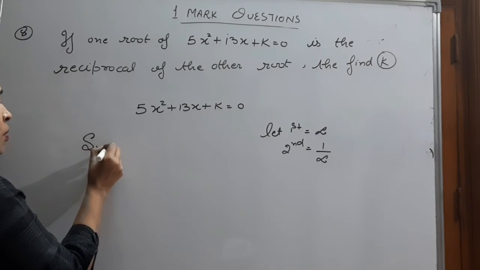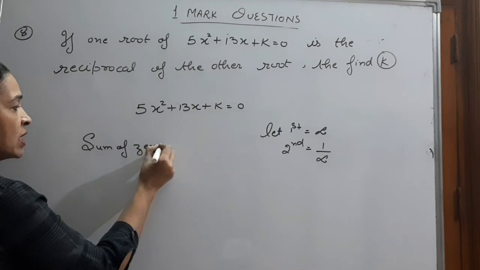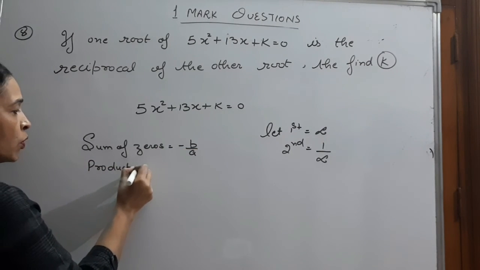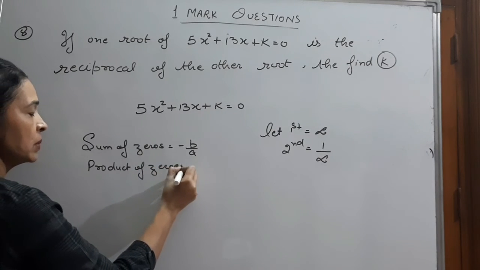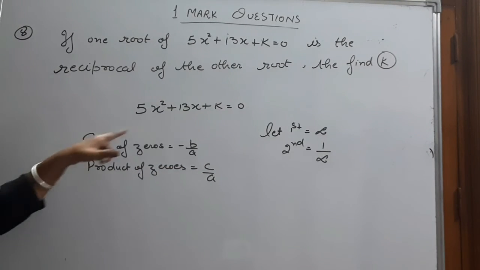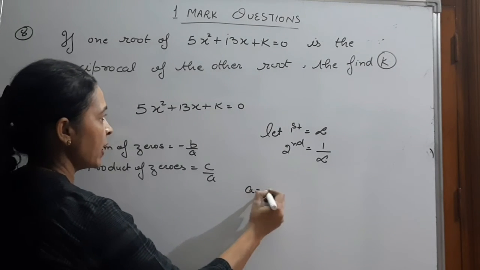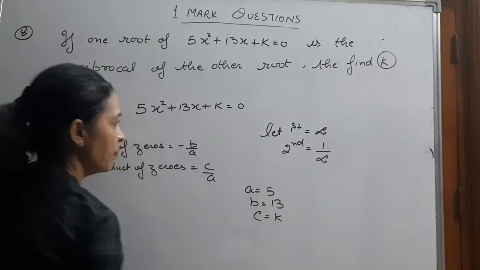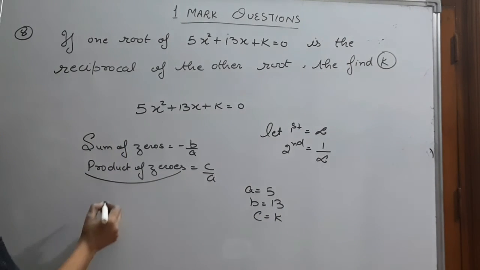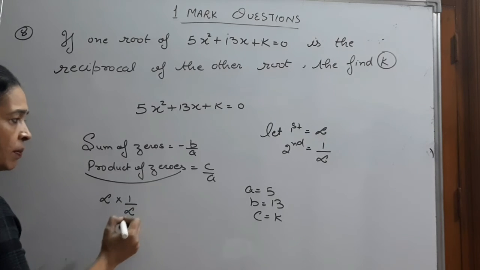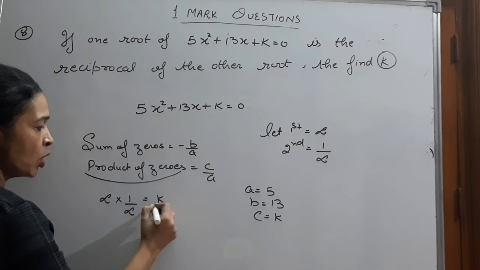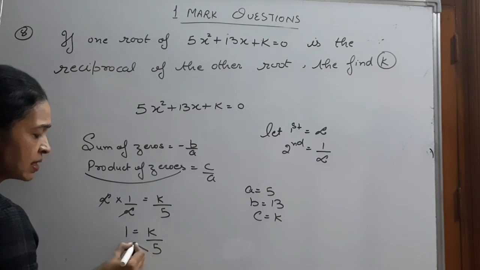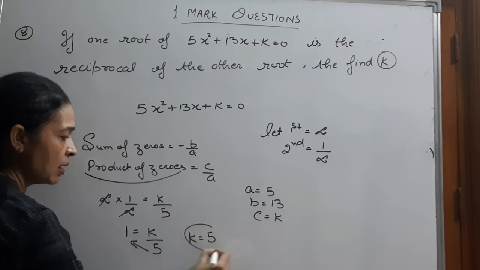Now, what is the sum of zeros? Minus b upon a. And what is the product of zeros of a quadratic equation? c upon a. What are a, b, c in this case? a is 5, b is the coefficient of x, 13, and c is the constant k. Now, we are taking the product of zeros. Alpha times 1/alpha equals c/a. c is k, so k/5. Alpha and alpha get cancelled. 1 = k/5. What is the value of k? 5 is our answer.